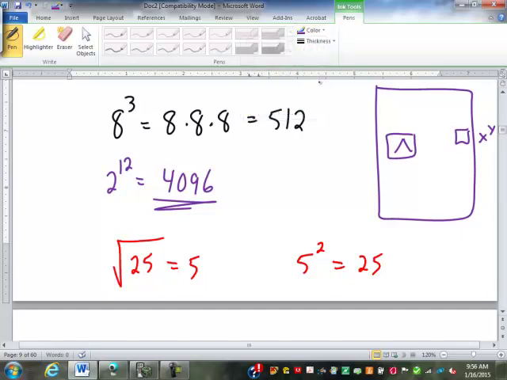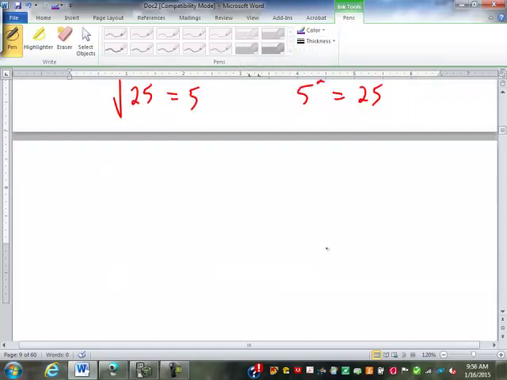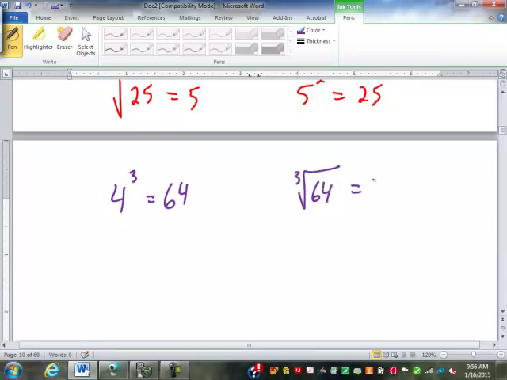There are other roots out there for other powers. For example, 4 to the power of 3 is 64. Well, there's something called a third root. The third root of 64 better be 4.